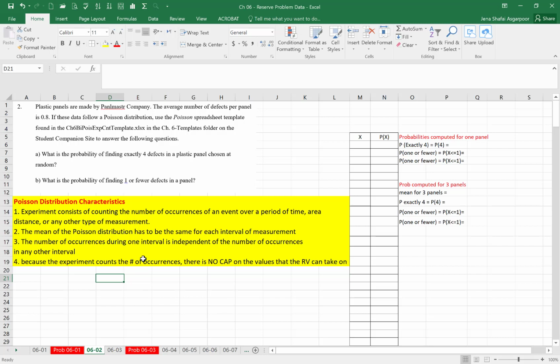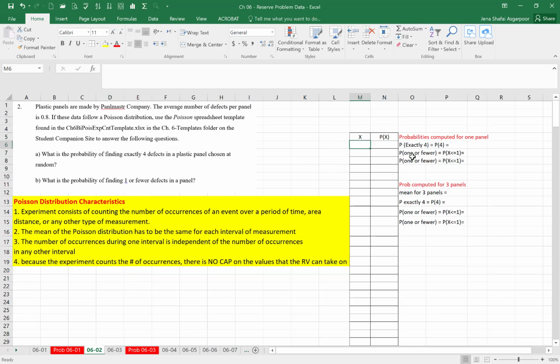And because the experiment counts the number of occurrences, there's really no cap. So we could have as many defects as there could be. Remember, with binomial, we had a cap on the values that the random variable takes on because we have a set number of trials. But in here, we don't have a set number of trials. The experiment could result in any number of values for the random variable.